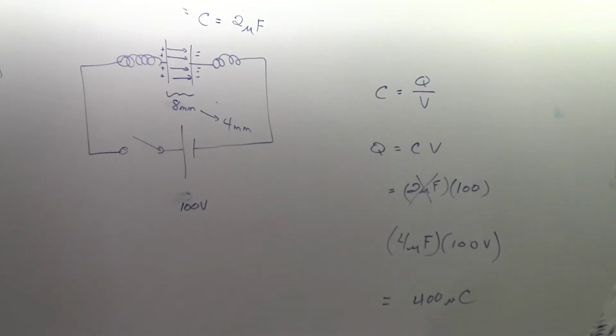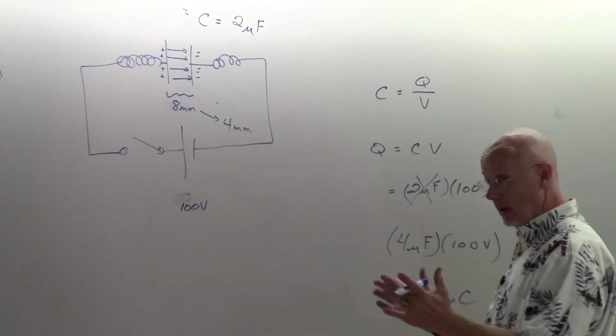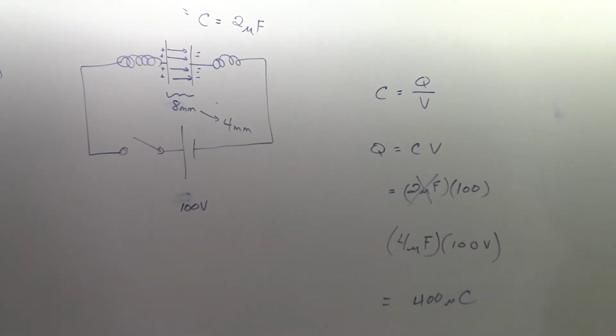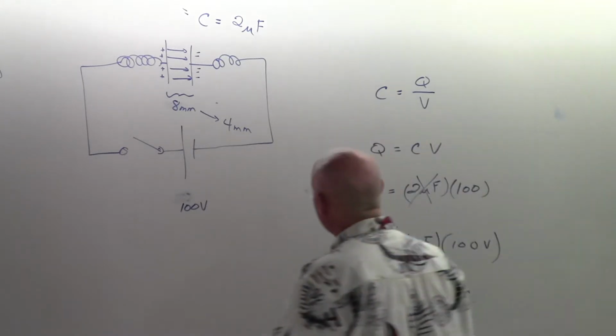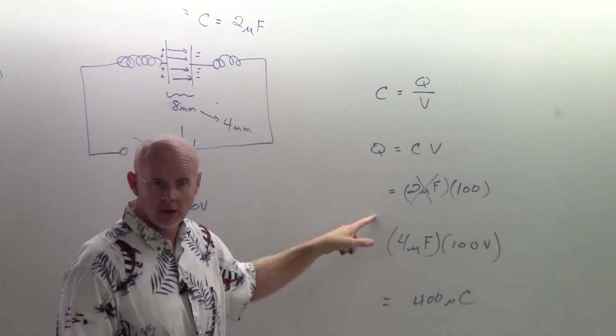That really was the whole point of this step and this particular problem, to get you to realize, wait a minute, if things move, the capacitance can change, which means the amount of charge changes. Because if this had not moved forward or back, wouldn't the charge have only been 200?